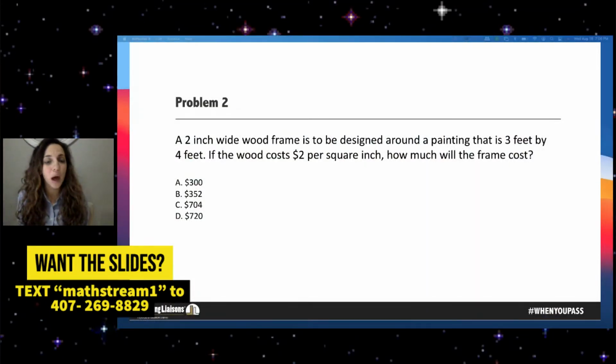A 2-inch wide wood frame is to be designed around a painting that is 3 feet by 4 feet. If the wood costs $2 per square inch, how much will the frame cost?